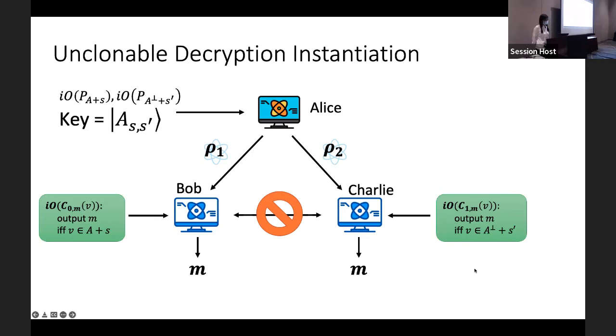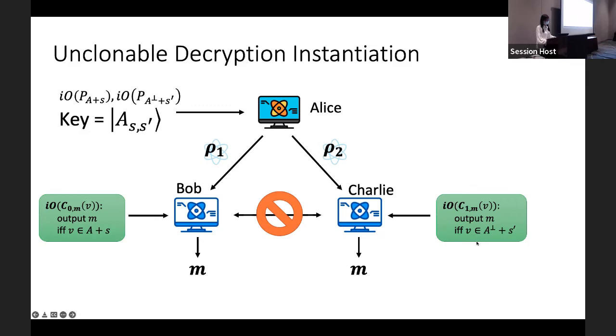We can now give a construction of unclonable decryption scheme from the computational monogamy property of Coset states. So in our construction, the public key are the IO programs, just like in the signature construction. And the decryption key is the Coset state, of course. And when we do encryption, the ciphertexts are a kind of obfuscated programs that would output the message if the input is a valid vector in a corresponding coset, a coset corresponding to a random string that's selected upon encryption. And here it's a very simplified version of the actual construction.